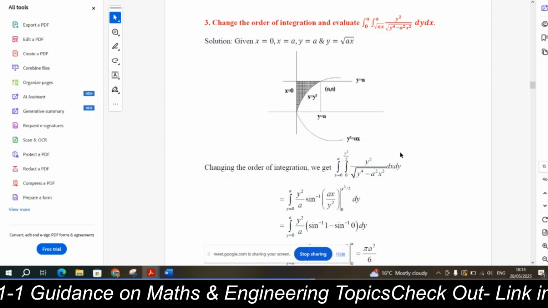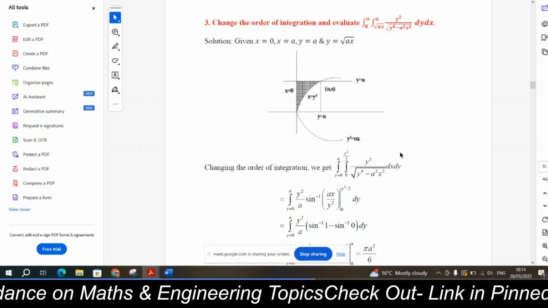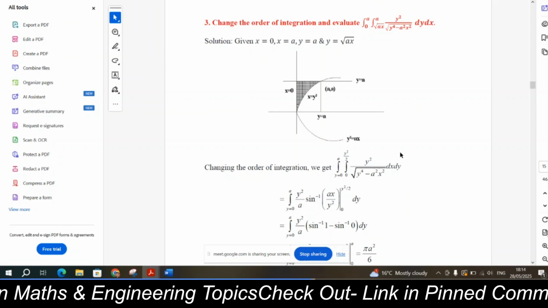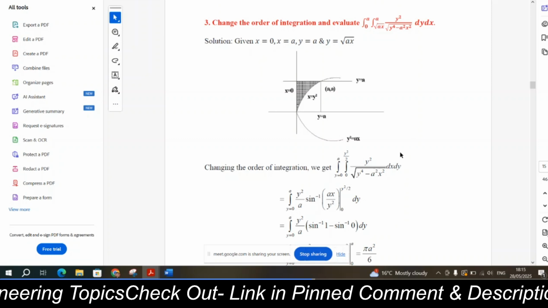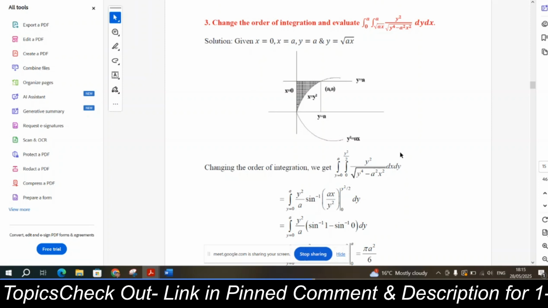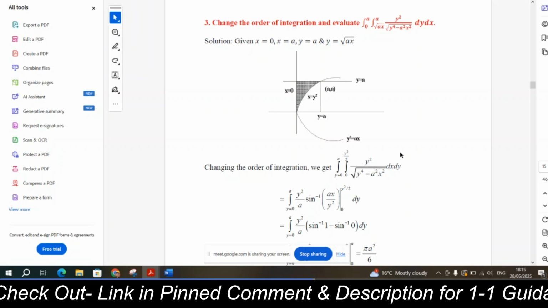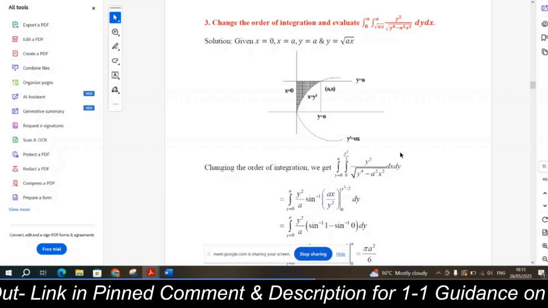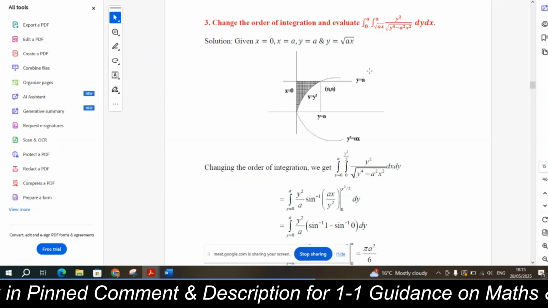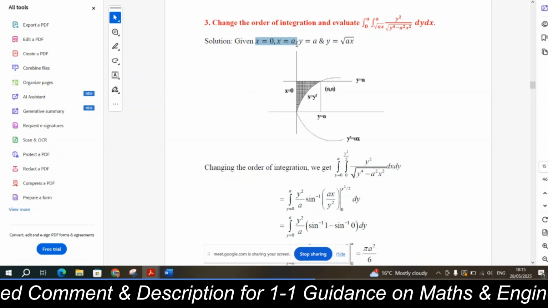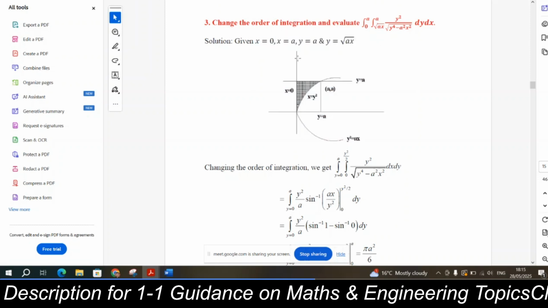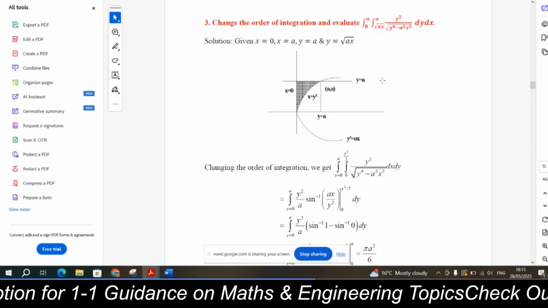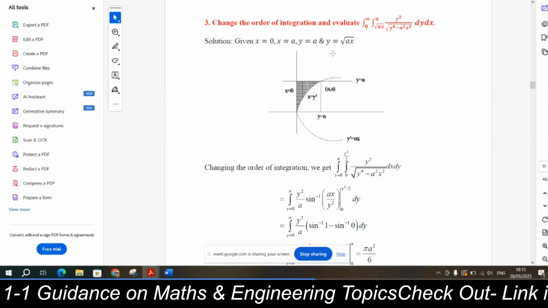Order of integration, evaluate 0 to a integral root ax to a y square upon y raised to 4 minus a square x square dy dx. Again, in this case, you have to do integration with respect to y, which can be simplified: y square minus ax into y square plus ax. Does it help? Oh, yes. Y square in the top. I think you can.